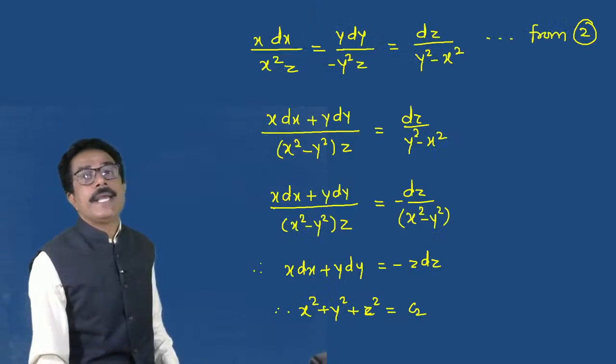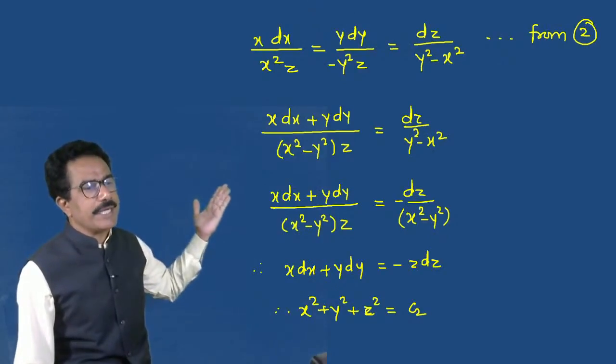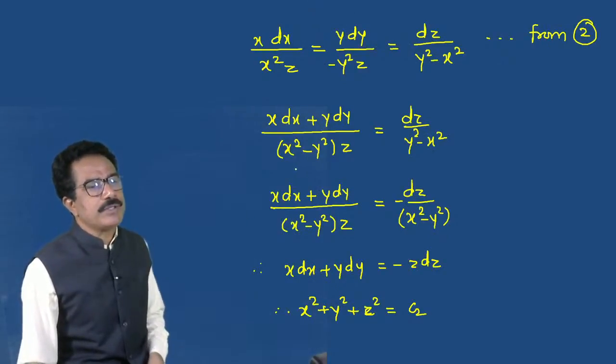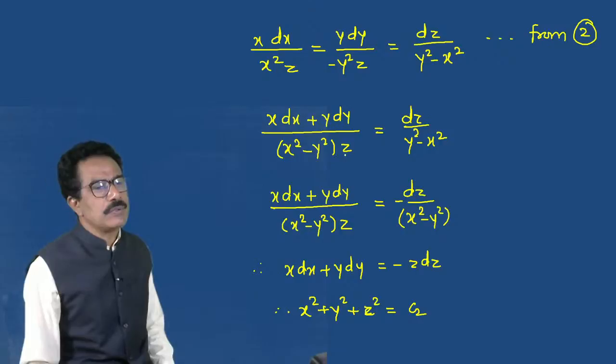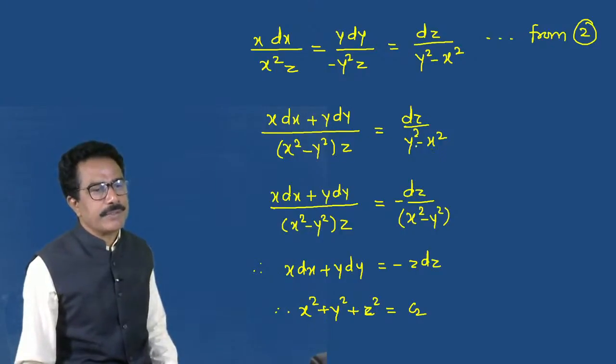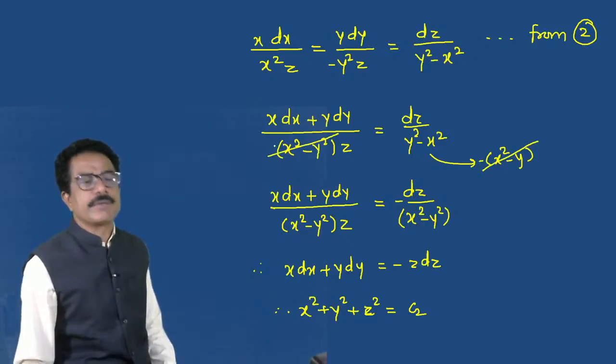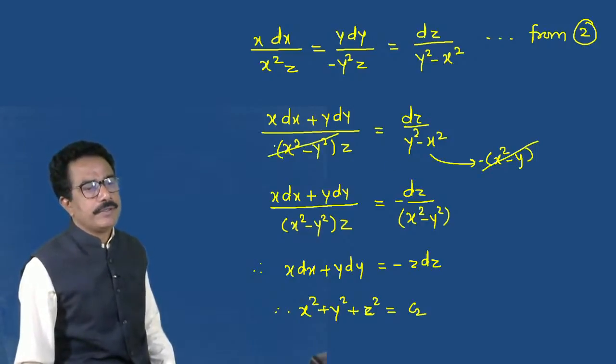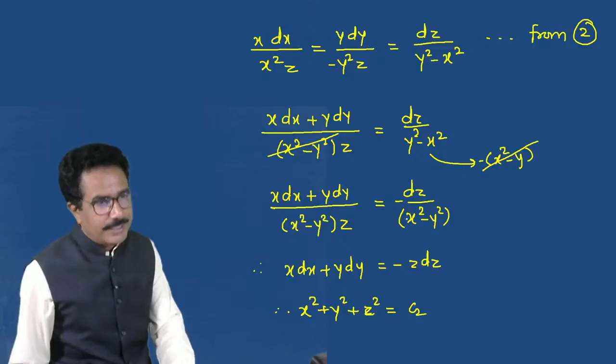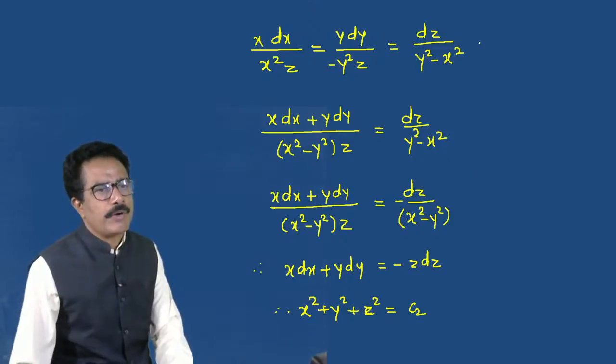So by using the equal ratio test, we can write x dx plus y dy divided by x square minus y square into z is equal to dz divided by y square minus x square. Now you can write it as a minus in a bracket, x square minus y square, and cancel with this x square minus y square. Okay, so I have written here directly, this is from 2.